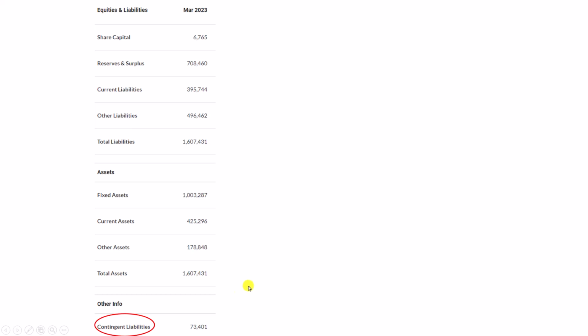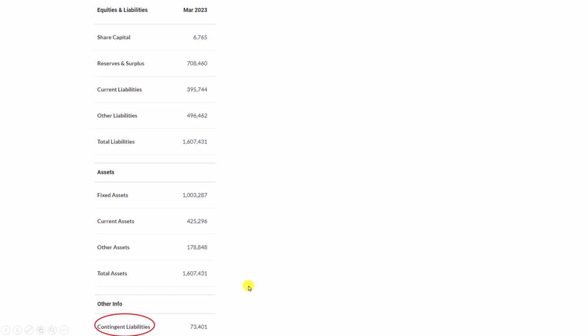Now, before I explain what contingent liability is, let me give you an example or an analogy. Today I want to go out. I am at home right now. It is rainy season, but it is not raining right now. What I will do is carry an umbrella with me. If it rains, I will use the umbrella. If it does not rain, I will not use it.